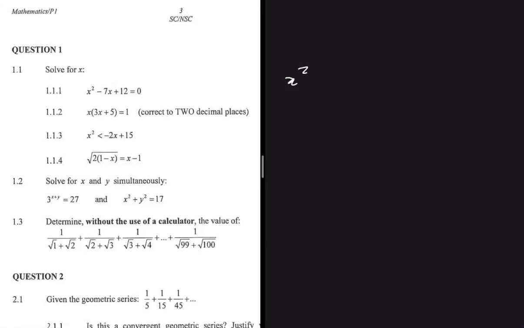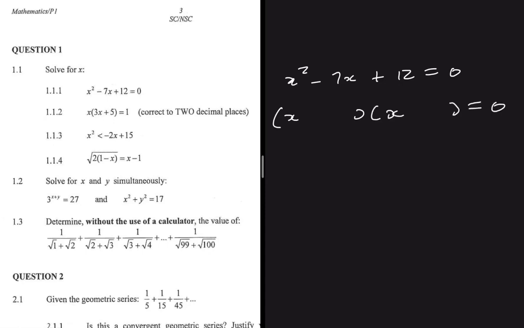x squared minus 7x plus 12 is equal to 0, right? So we are supposed to solve for x, right? If we try and factorize this, we're going to get x in one bracket and x in another bracket, being equal to 0.